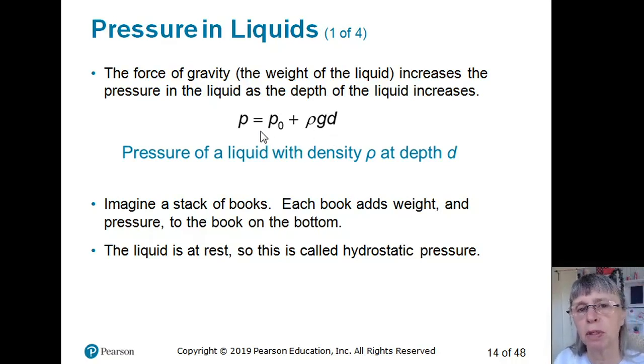The deeper the fluid, the more fluid there is stacked on top. That means it's going to require a larger force to support that weight. And pressure is force divided by area. So the larger the pressure will be. So this pressure is hydrostatic pressure. We're only going to be calculating pressure of fluids when they are not moving.